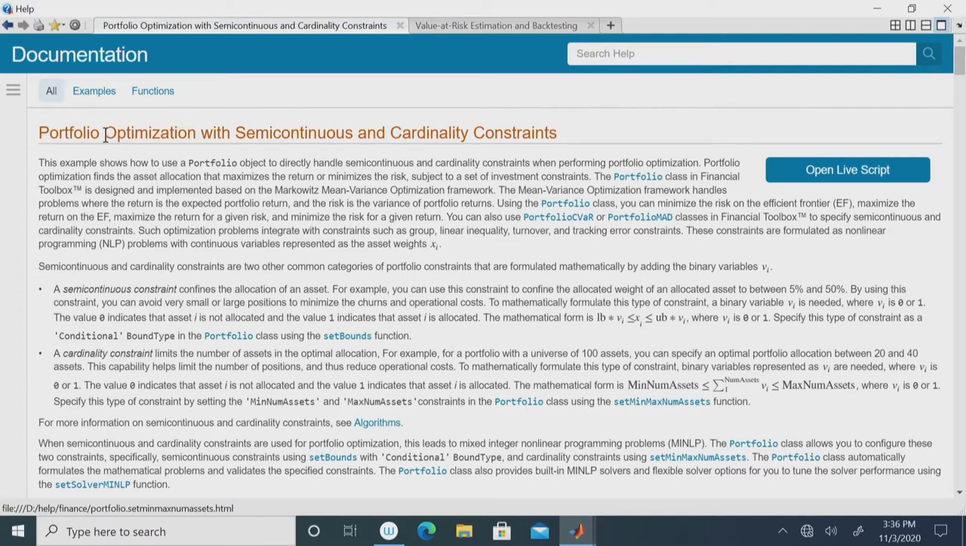So, the first topic that we will do is on portfolio optimization with semi-continuous and cardinality constraints. So, here what we will do is we will look at an illustrative example in order to handle the constraints that can be imposed on a portfolio optimization problem formulation. And the two constraints that we are going to look at essentially is one will be a constraint on the weights, and the other is going to be a constraint on the number of assets that are being included in the portfolio.